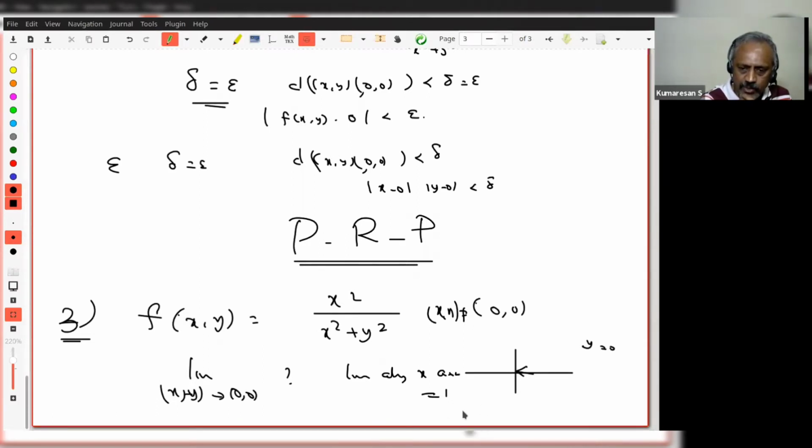And what is the limit along the y-axis? If I move along this way, then for this x must be 0. Therefore, this will be 0 by 0 plus y squared. Remember, xy is not equal to 0, 0. Therefore, if x is 0, y cannot be 0. Therefore, this is positive. 0 by something positive, non-zero. Therefore, the limit will be 0 along the y-axis. How many of you understand? Please say yes if you understood.